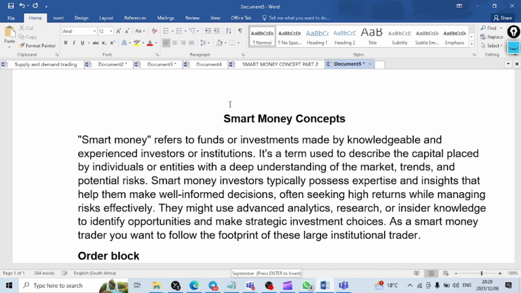It's a term used to describe the capital placed by individuals or entities with deep understanding of the market. Apart from that understanding, they also have large financial muscles that can cause the market to move up and down. Smart money investors typically possess expert insights that help them make well-informed decisions, often seeking high returns while managing risk effectively. They might use advanced analytics, research, or inside knowledge to identify opportunities and make strategic investment choices.